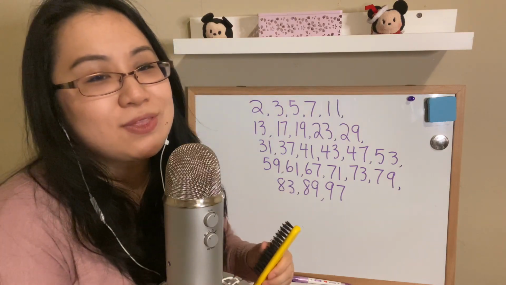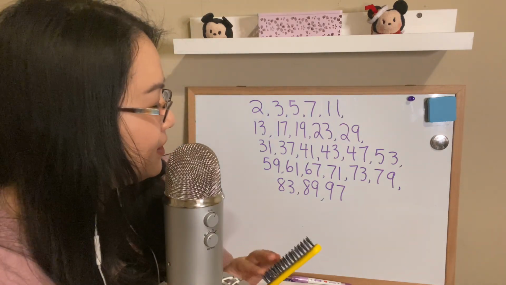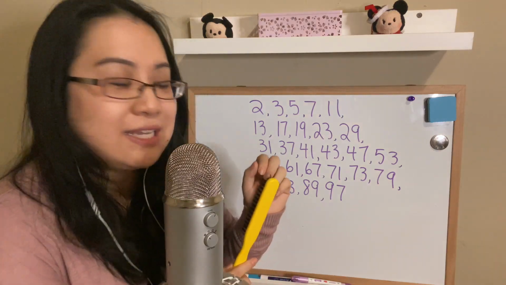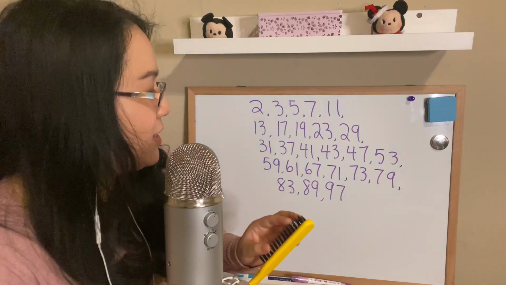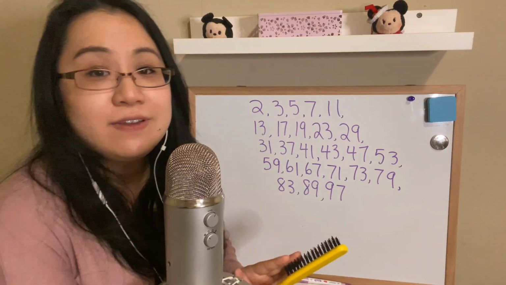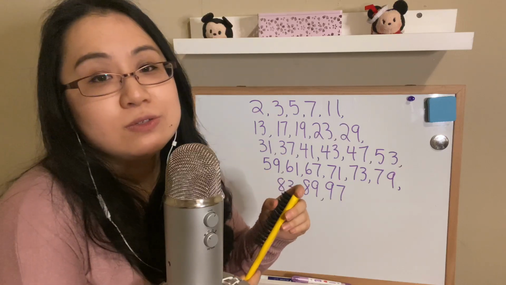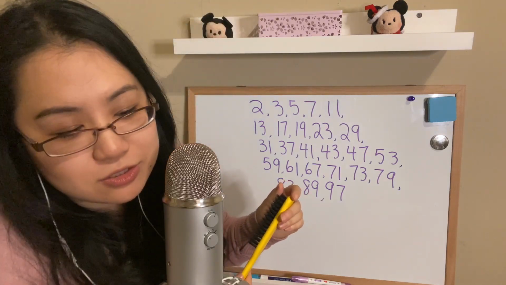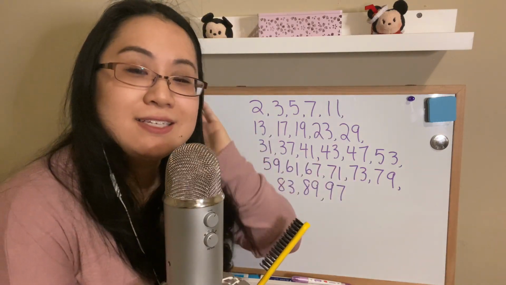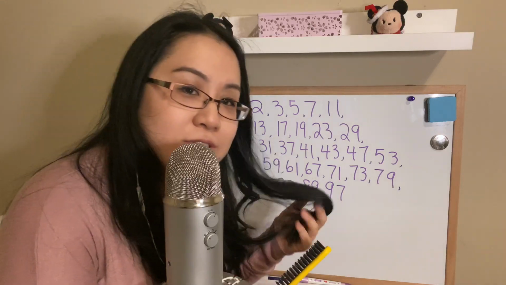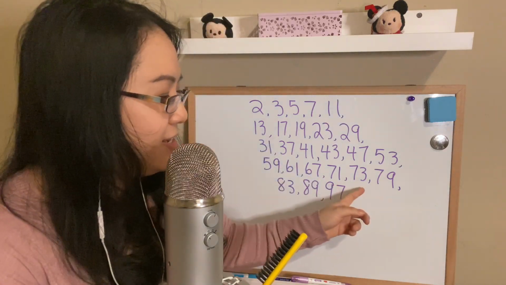93 is 3 times 31. 94 is 2 times 47. It's nice when there are 2 factors only. 95 is 5 times 19. 96 is 3 times 32, which is 2 to the power of 5 times 3. 98 is 2 times 49, which is 7 squared, so 2 times 7 times 7. 2 times 7 squared is 98.